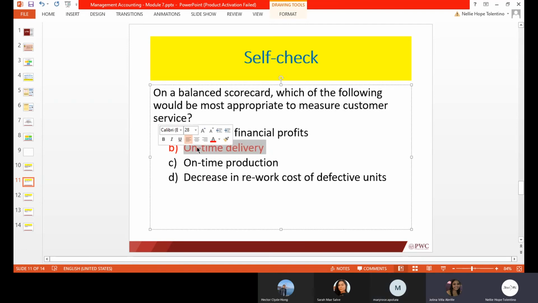Ito na yung answer natin. Itong D, I meant D. Learning and growth. Pero I think this is more on internal business process pa rin, kasi it has something to do with production. Decrease in rework cost of defective units. Yes, something to do with production pa rin. So this is actually the internal business process perspective.